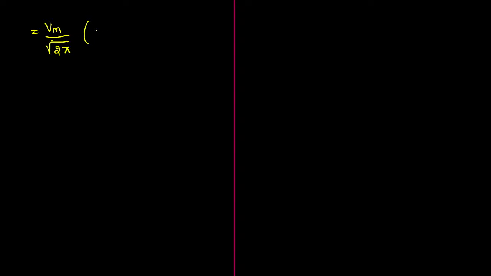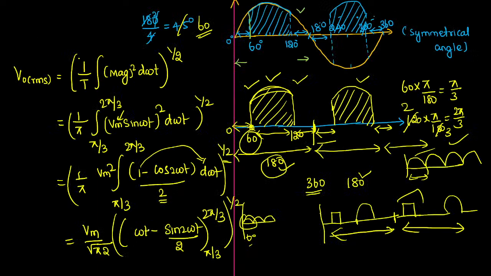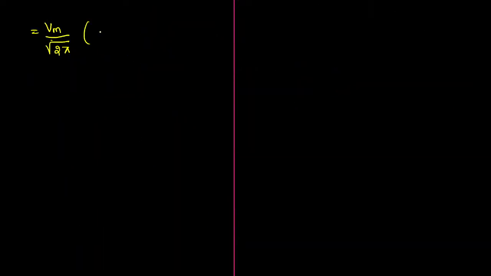Okay, sir. Here, what is the upper limit? For the omega t, upper limit is 2 pi by 3, lower limit is pi by 3. I can directly write 2 pi by 3 minus pi by 3. Omega t limits are over. Minus sin 2 omega t. Let us continue with this.